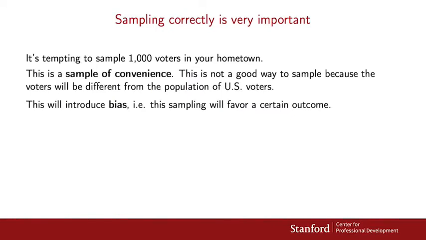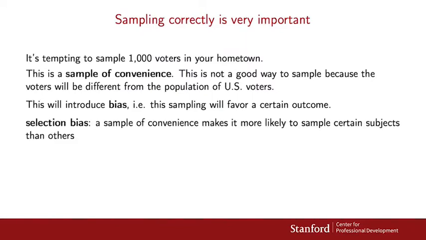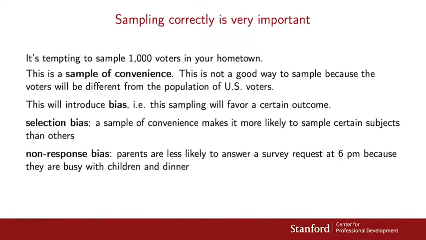There are various kinds of biases. Let's look at the three most important ones. We already looked at selection bias. For example, a sample of convenience makes it more likely to sample certain subjects than others. Non-response bias means that the people who choose to respond to the question may be different from the non-responders. For example, parents are less likely to answer a survey request at 6 p.m. because they're busy with children and dinner.